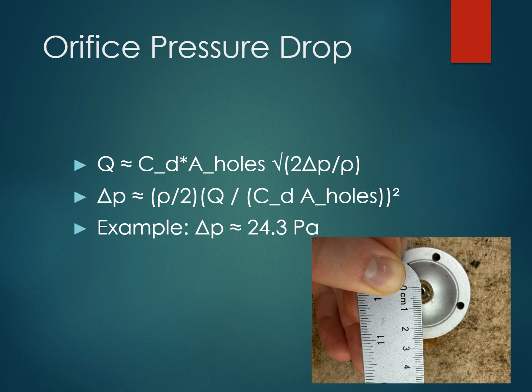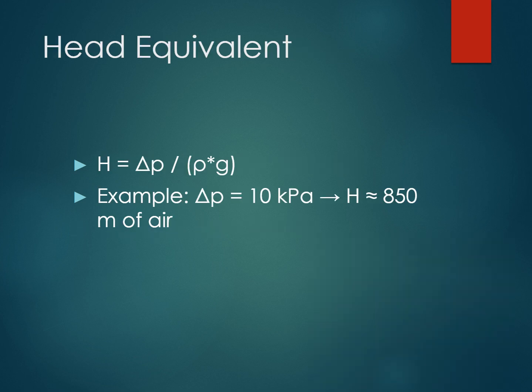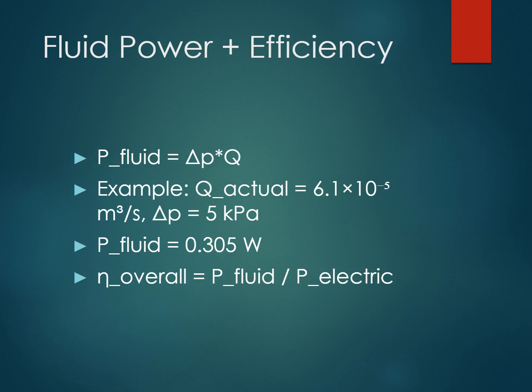The pressure drop which we calculated in this pump was relatively low due to a small area and it not being able to create as big of a pressure difference with air. But assuming that we had a bigger version of this pump, we gave it a rough pressure drop of around 10 kilopascals, which gave us a head of around 850 meters of air. And based on all of our previous assumptions, we were able to figure out that the power put into the fluid was 0.35 watts, which we could use to calculate the efficiency if we wanted to.